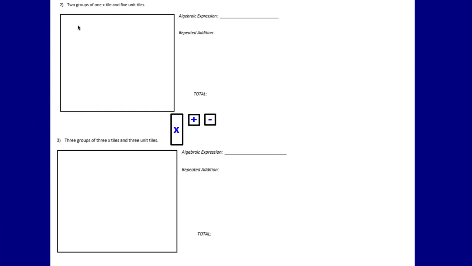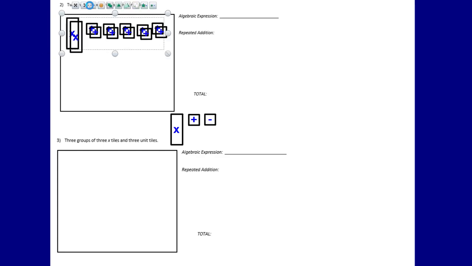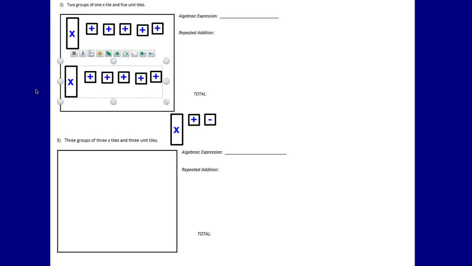Number 2, 2 groups of 1 X tile and 5 unit tiles. So here's the 1 X tile. The 5 units are positive because it does not say that it is negative. So we're going to draw our 5 unit squares with the positive symbols. And how many of these groups do we want? We want 2 of them. So we're going to duplicate it and we have our 2 groups.